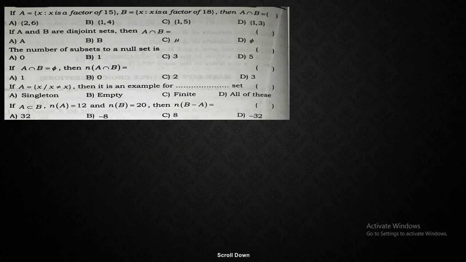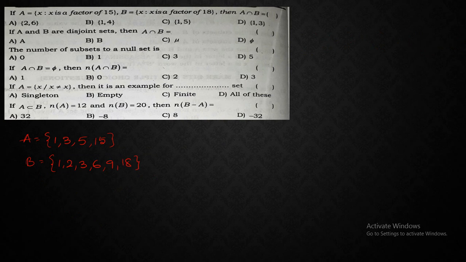Next, moving on to one more question. So what is given? Set A is nothing but factors of 15. So what are the factors of 15? 1, 3, 5, and 15. Next, what about set B? Set B is nothing but factors of 18. So what are the factors of 18? 1, 2, 3, 6, 9, 18.